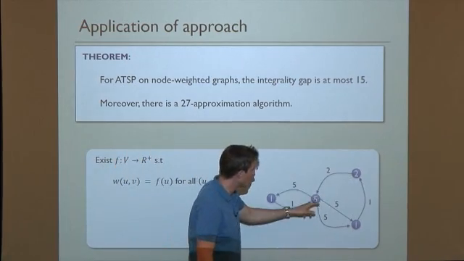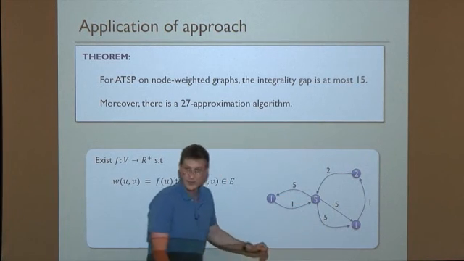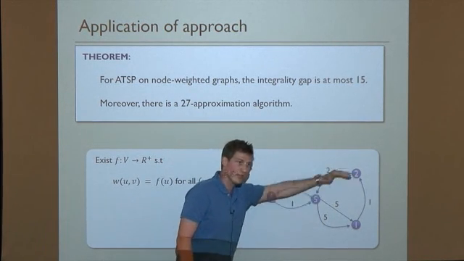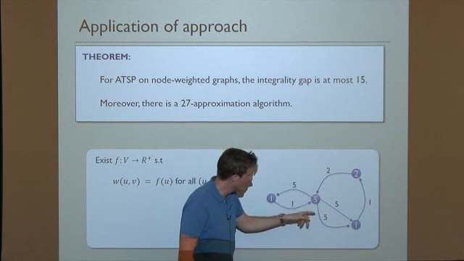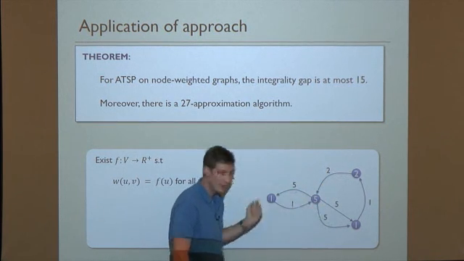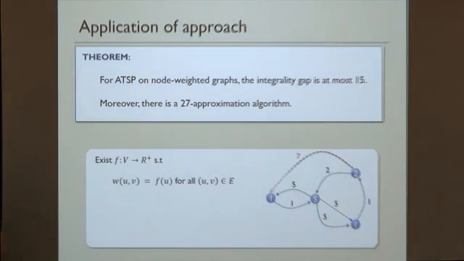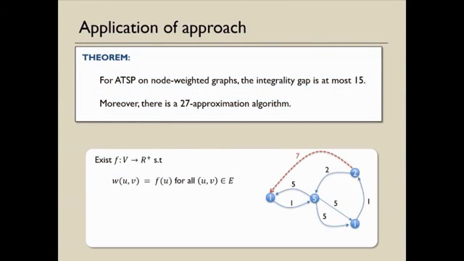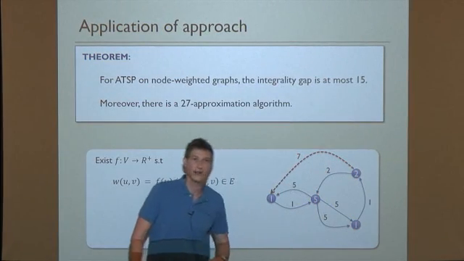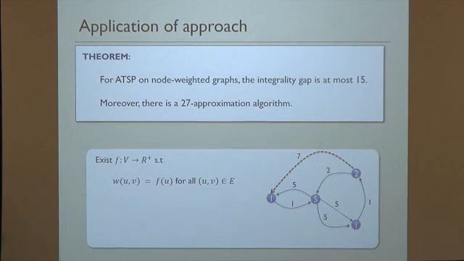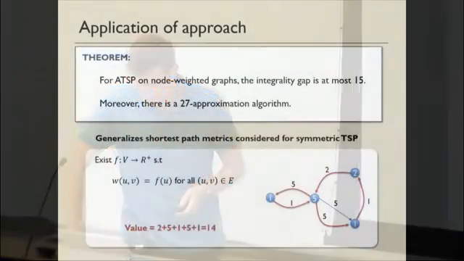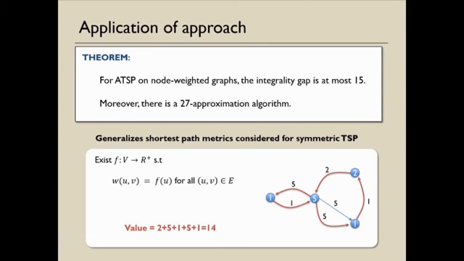Here, what I mean is that every vertex has a node weight, 1, 5, 2, 1, and the length of an edge is just the node weight of the vertex it goes out of. So the length of this edge is 2. The length of this edge is 5, 5, 5. Of course, it's not a complete graph, because then it's a very easy problem. So the length of any edge not present in the graph is the shortest path. So this generalizes the shortest path metric of an unweighted graph that was considered for symmetric TSP.